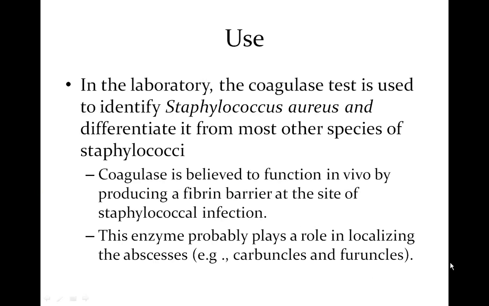In the laboratory, the coagulase test is used to identify Staphylococcus aureus and differentiate it from most of the other species of Staphylococci. The coagulase is believed to function in vivo by producing a fibrin barrier at the site of Staphylococcal infection, so it will localize the pus in form of abscess. That's why carbuncles, furuncles, and other localized pyogenic infections are common in Staphylococcus aureus infection.